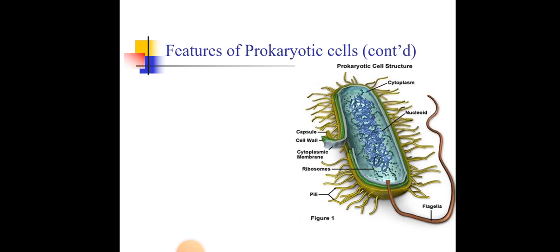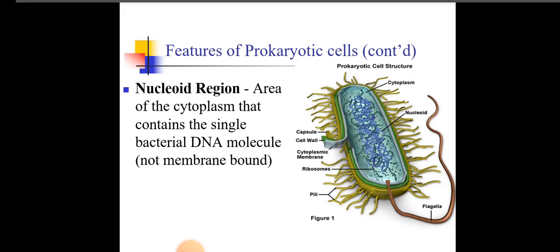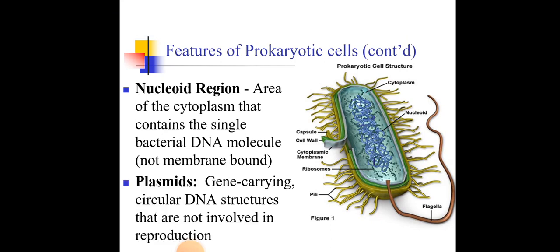We are going to look at other parts. We have the ribosomes. I'm sorry, this computer is slow. The ribosomes deal with the coding structures and these kinds of things. We also have the nucleoid region. This is the area of the cytoplasm that contains the single bacterial DNA molecule, because these cells need to replicate. For replication you need the DNA, so that characteristics can be passed on to the offspring which are made. The plasmids are gene-carrying circular DNA structures, and they are involved in reproduction.